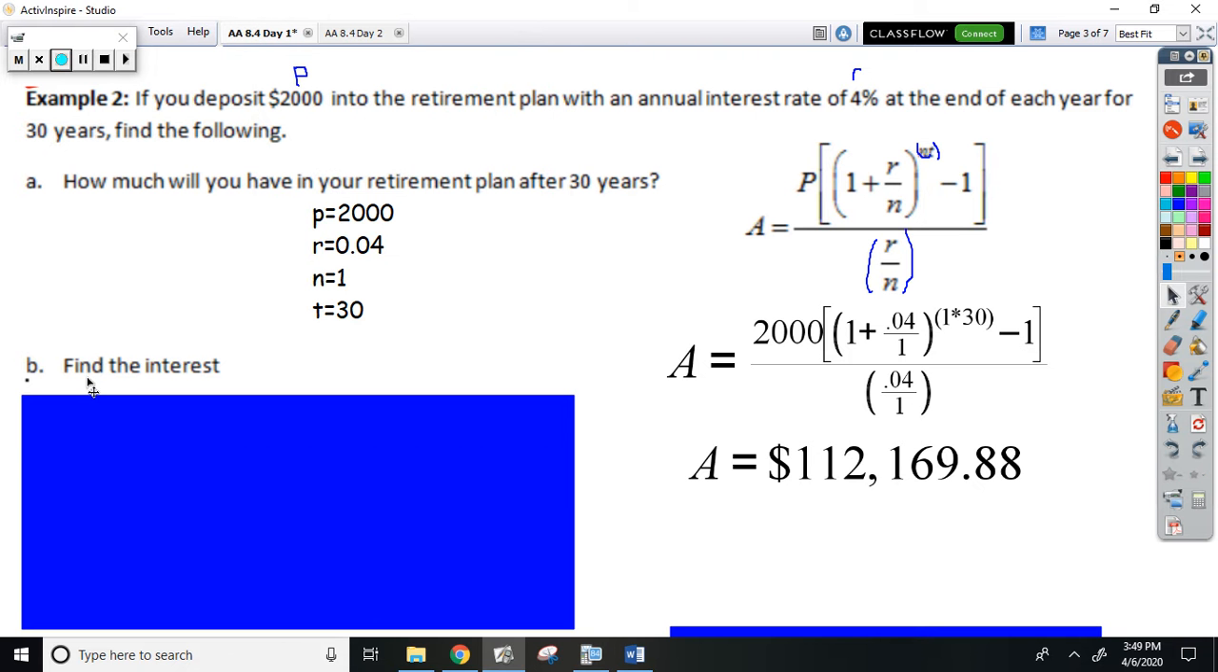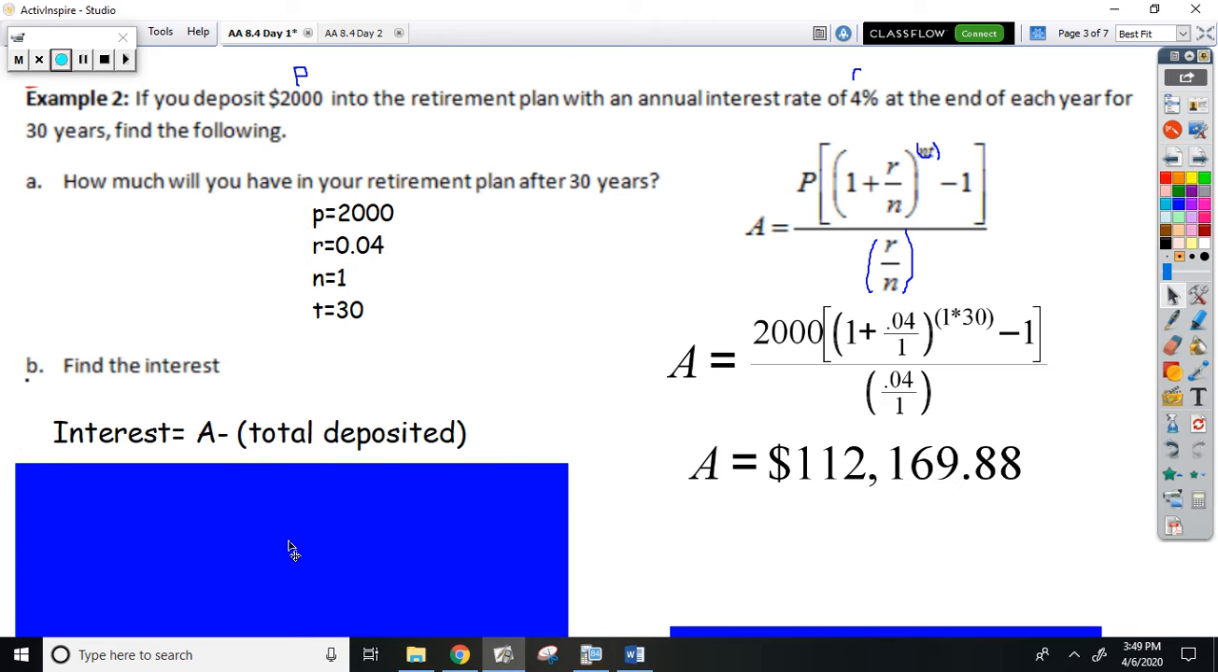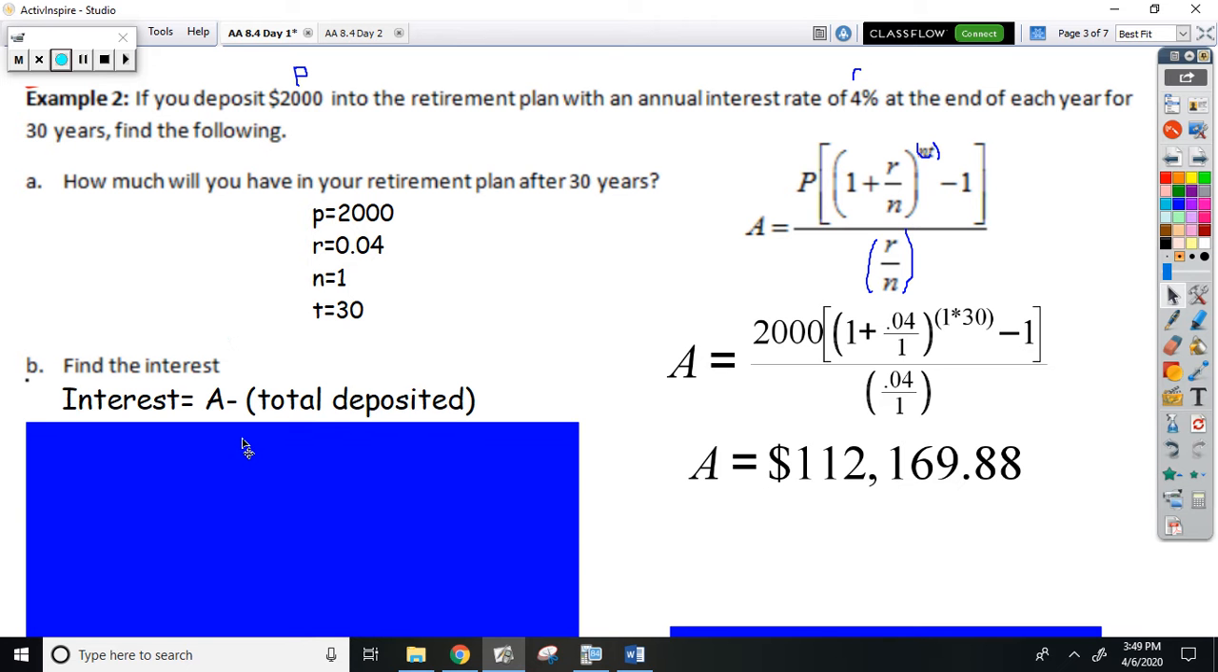Now, it wants to find the interest, which is how much money did you earn? Because you're putting in $2,000 every year for 30 years. So how much of it is from principal and how much of it is from interest? So here's a formula you may want to jot down. This is not on your formula sheet for the mini quiz. To find the interest of an annuity, we'll take our A value minus the total deposited amount.